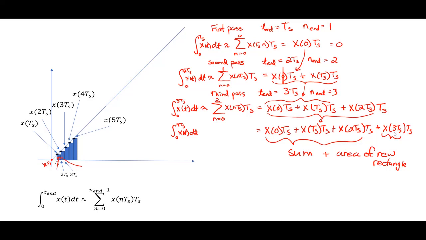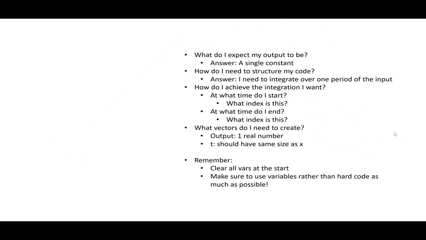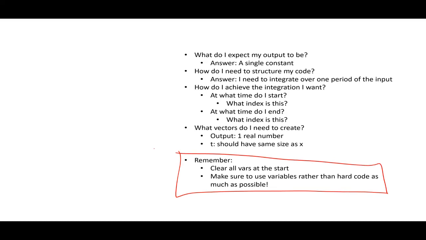Before we do, let's ask ourselves a little bit about how we would approach this. I like to think about my code, and you should think about your code before you do it. And I box here some important things to remember. I want to clear all my variables at the starting point. I want to make sure to use variables rather than hard code as much as possible.